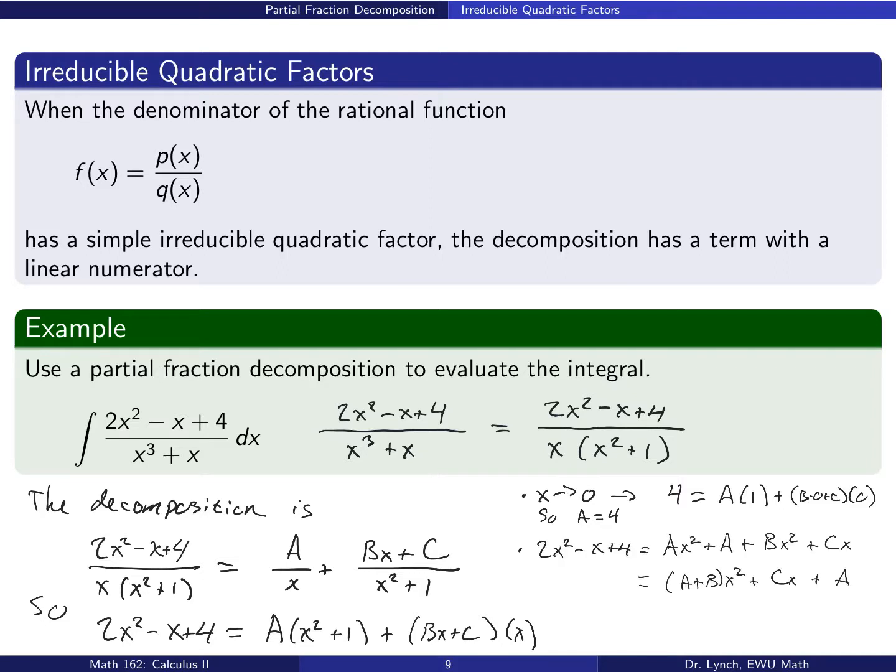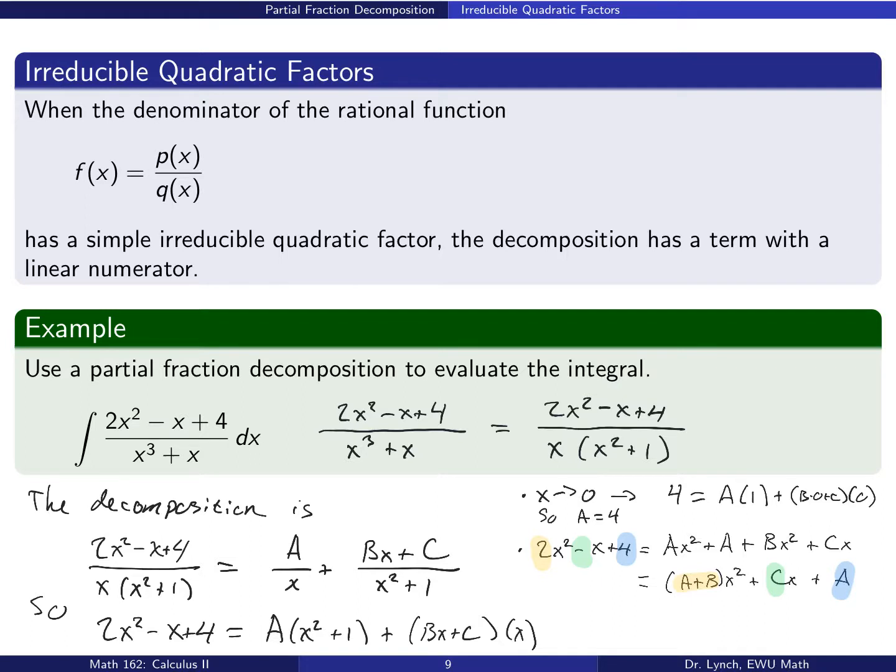So on the right-hand side, I've just multiplied out a times the quantity x squared plus 1 and bx plus c times x. Now I've regrouped in descending order of the polynomial to write it as a plus b times x squared plus c times x plus a. The idea here is that the coefficient of the x squared term should equal, the coefficient of the x term should equal, and also the constant coefficients should equal. What I mean by that is that we should have a equal to 4. We already know that, but that's reassuring.